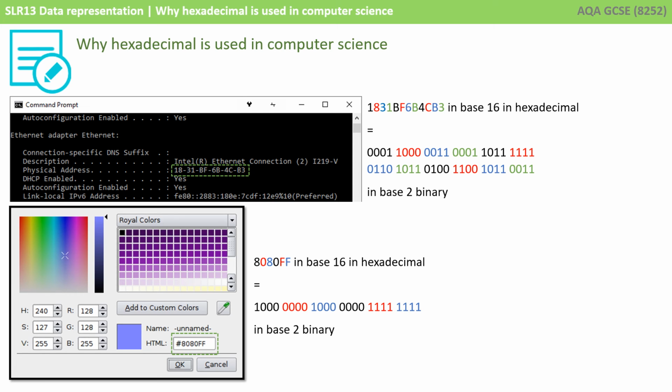Likewise, it's quite common to represent 24-bit colours using a group of 6 hexadecimal digits. And again, it's much easier to represent these colours in hex, because binary would be a much longer sequence of digits.